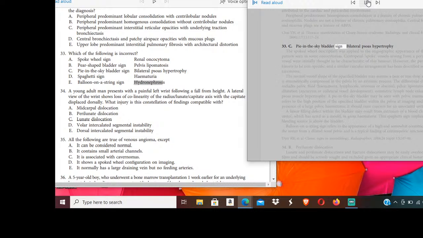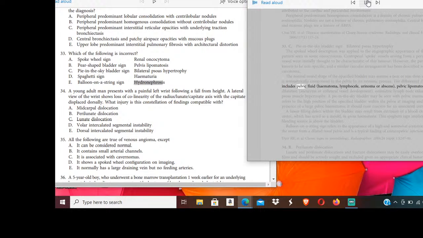33. C. Pie in the sky bladder sign, bilateral psoas hypertrophy. The spoke wheel description was applied to the angiographic appearance of the vascular pattern seen in some oncocytomas. Centripetal spoke vessels arising from a peripheral rim vessel were initially thought to be characteristic of this tumor. However, the pattern is now known to be nonspecific, and a similar vascular arrangement has been described with renal cell carcinoma. The normal round shape of the opacified bladder may assume a pear or teardrop shape when it is symmetrically compressed in the pelvis by an extrinsic process.